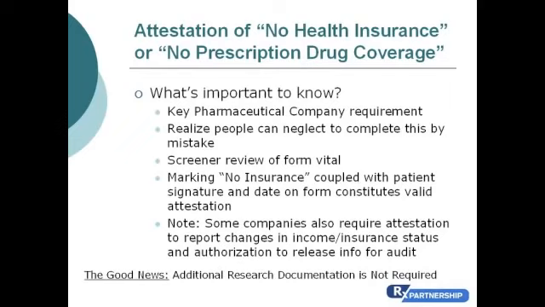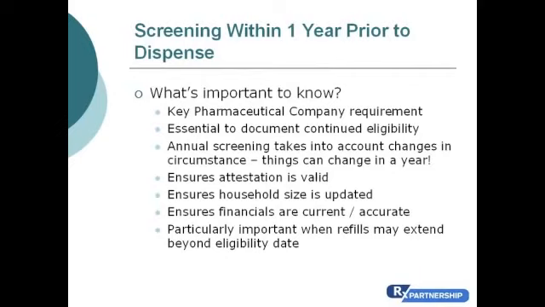Another thing that's very key, and I showed you on that access system that we use, is how we pop in the date of screening in relationship to the date of the product dispensed. It does need to be a rescreening at least once a year. Some clinics may do that more frequently, but in order to be eligible for the bulk patient assistance meds, that's the threshold. So annual screening, because things can change, is a matter of keeping up with it and ensures the attestation is valid and that household size and financials are current and accurate.